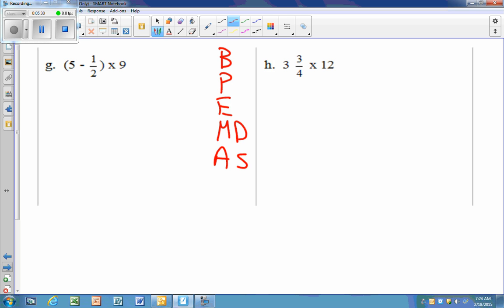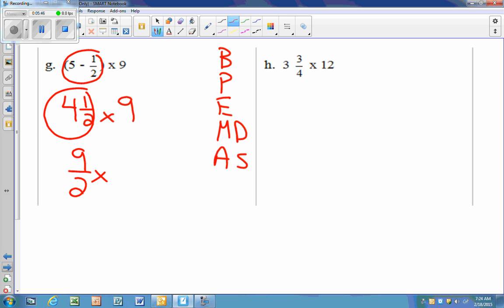So I have to do what's in parentheses first, and 5 minus 1/2 is 4.5 times 9. To make this easier for me to solve the way that we know how to solve it, I'm going to turn this into an improper fraction, which would be 9/2 times 9. And we know that when we have a whole number, all we need to do is put it over 1, and that means the same thing, and I can multiply now straight across. 9 times 9 is 81, and 2 times 1 is 2. And then when I simplify that, 81 divided by 2, I get 40 and 1/2.